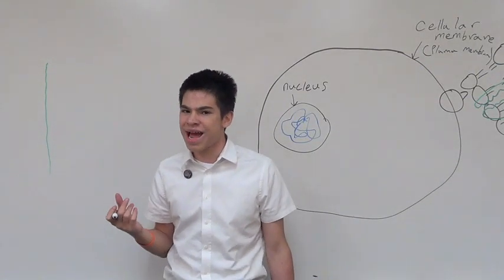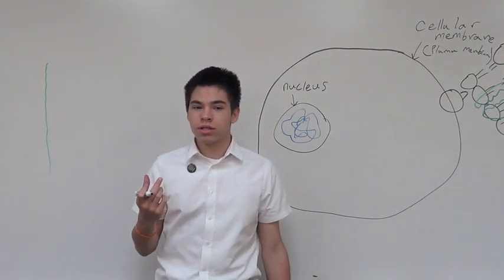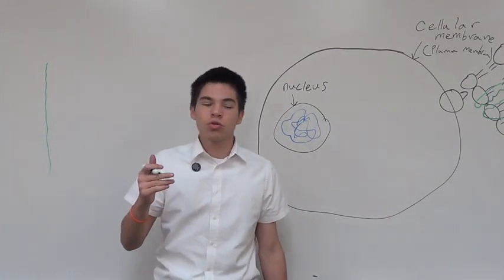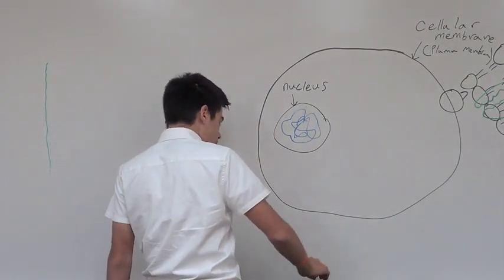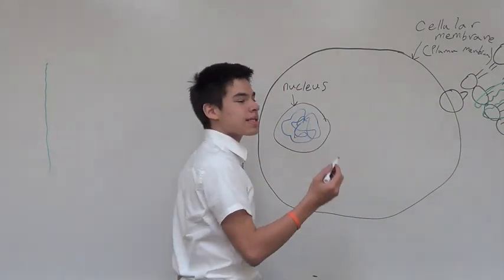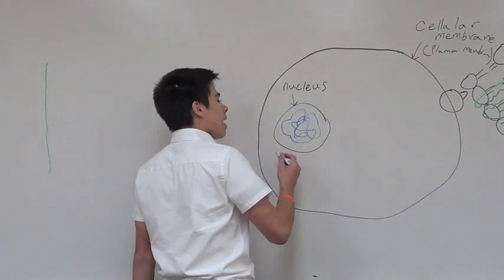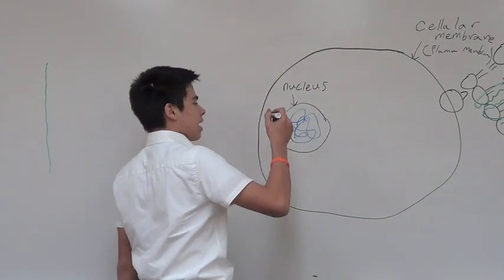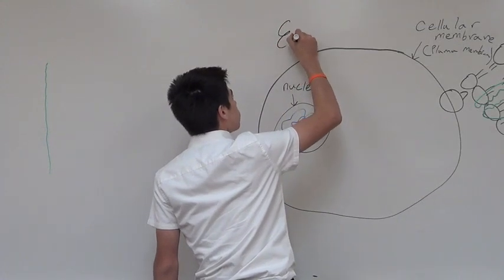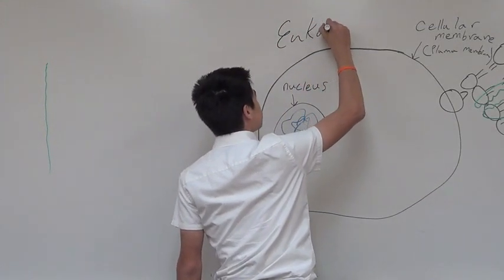So they called things that had a nucleus eukaryotes. So a eukaryote is a cell that has a nucleus. In other words, it is a cell that has a membrane around the DNA, okay? So right now we're dealing with a eukaryotic cell.